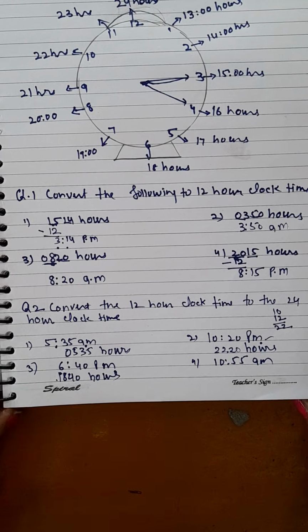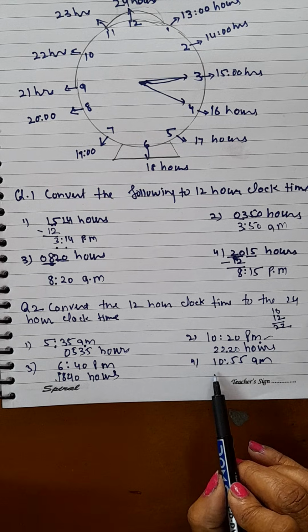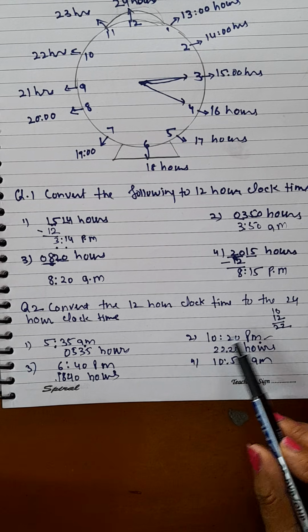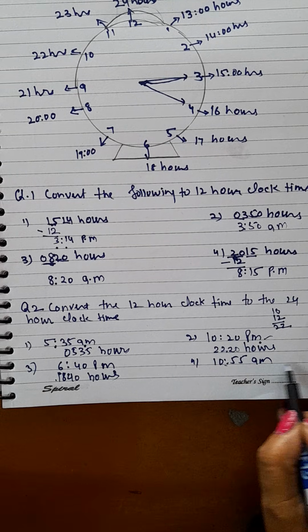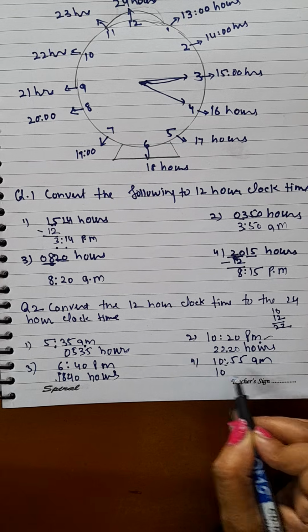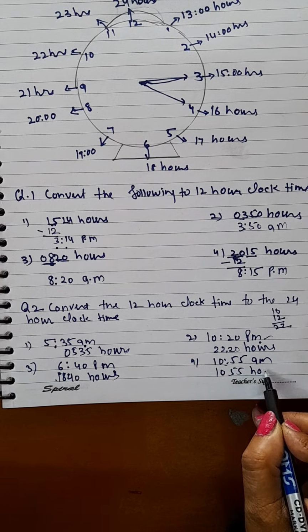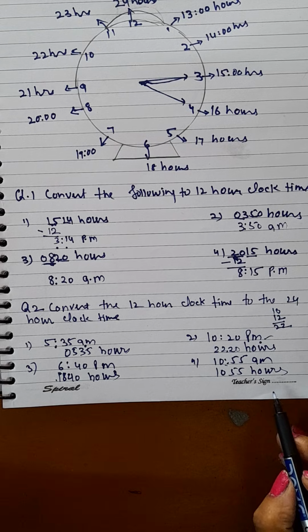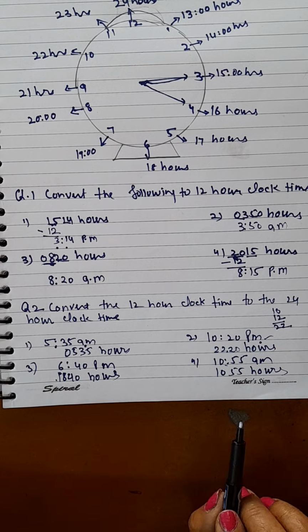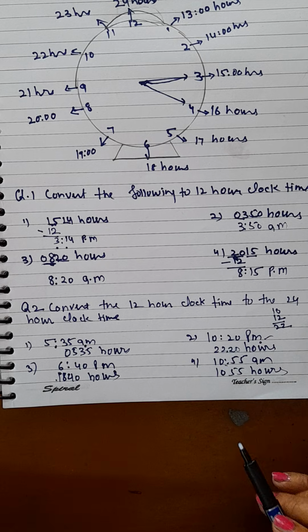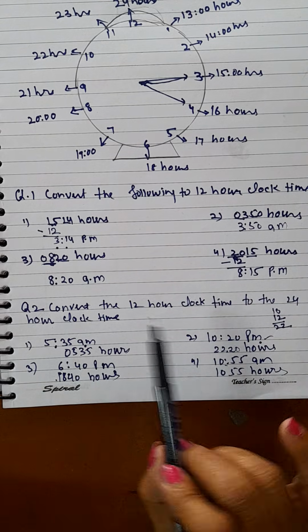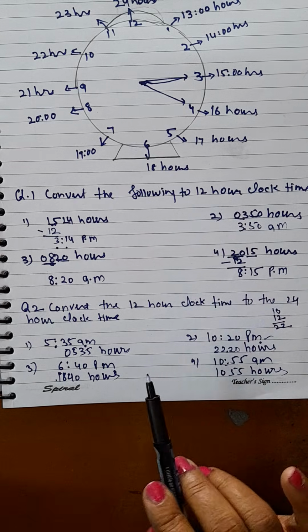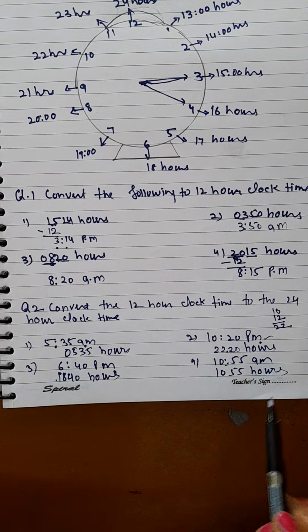Next part of the question is 10:55 AM. If the time is given in AM, there is nothing to do. You only have to remove the colon and remove AM. You only have to write 1055 hours, because this is the time before midday. अब midday से पहले हमको कुछ नहीं करना होता है. We have to remove AM and remove the colon. So in this way we can convert 12 hour into 24 hour and 24 hour into 12 hour.